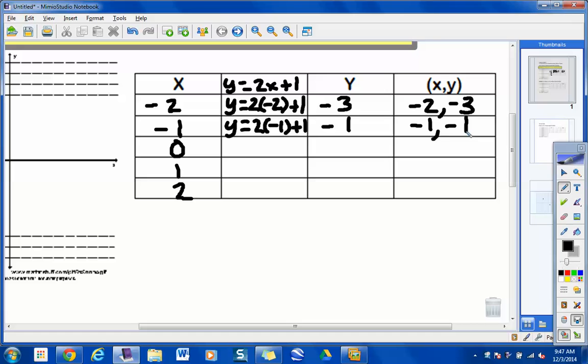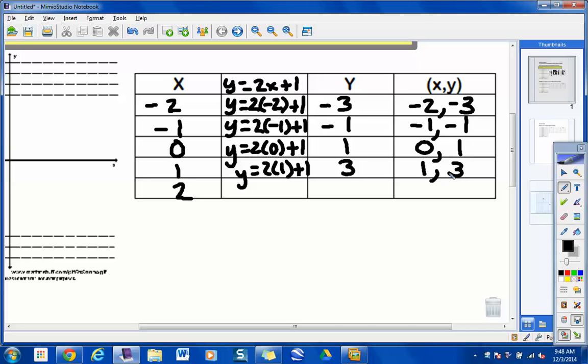Okay, let's plug in 0. Let's finish up this table. This becomes y equals 2 times 0 plus 1. What's that going to equal? 1. So what's the next point that's plotted? 0 comma 1. Okay, plug in a 1. Y equals 2 times 1 plus 1 here, right? And what do we get for an output there? 3. So my next point would be 1 comma 3 to plot.